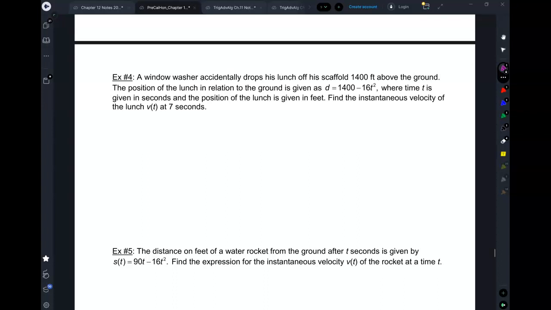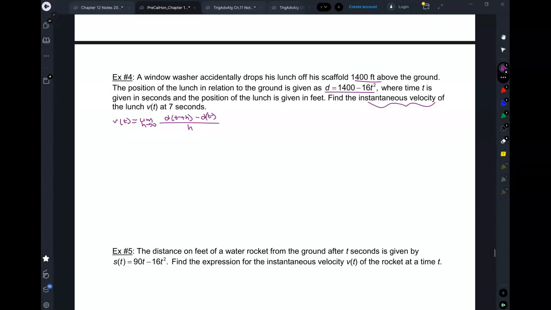Okay. A window washer accidentally drops his lunch off of his scaffold 1,400 feet above the ground. The position of the lunch in relation to the ground is given as d, where time is in seconds and the position of the lunch is given in feet. Find the instantaneous velocity of the lunch, v of t, at 7 seconds. Okay, so v of t is going to be the limit as h approaches 0 of d of t plus h minus d of t over h.